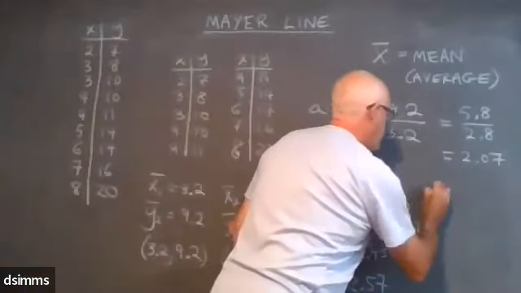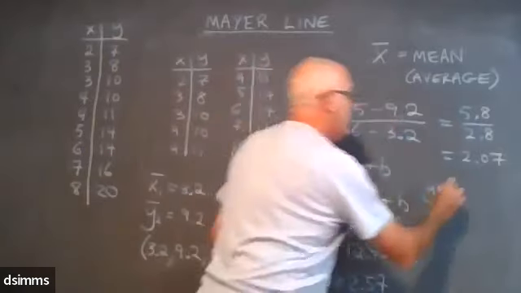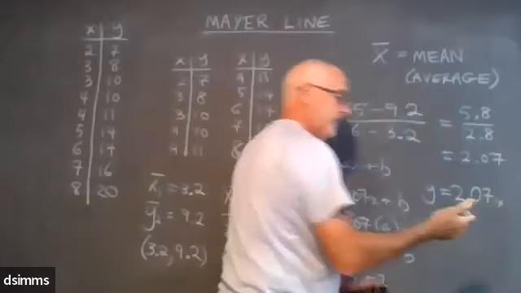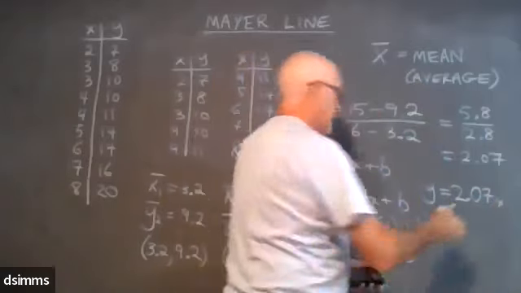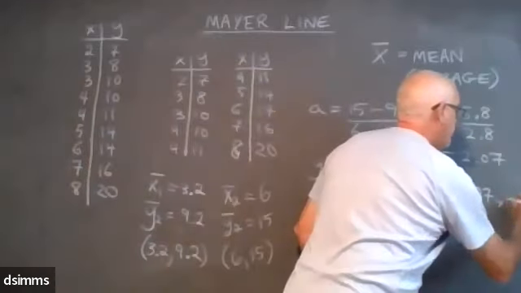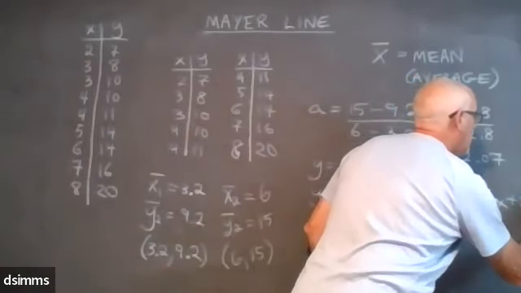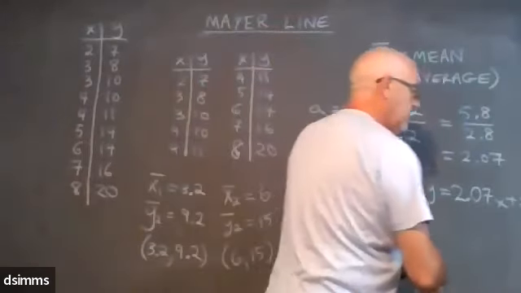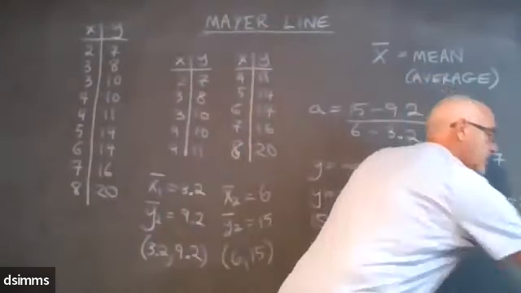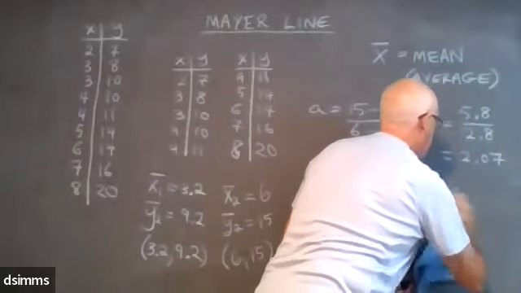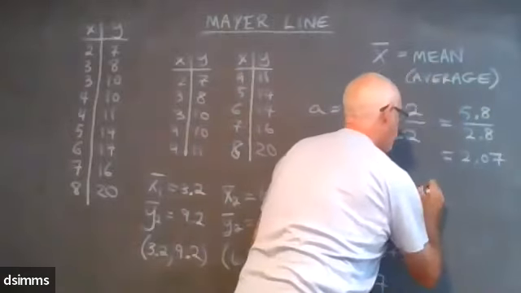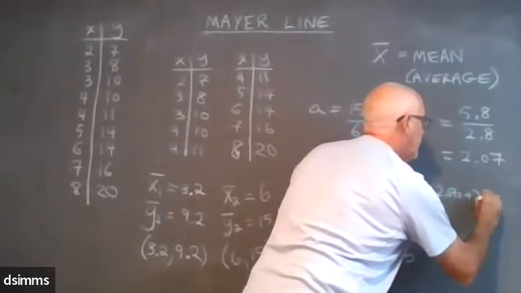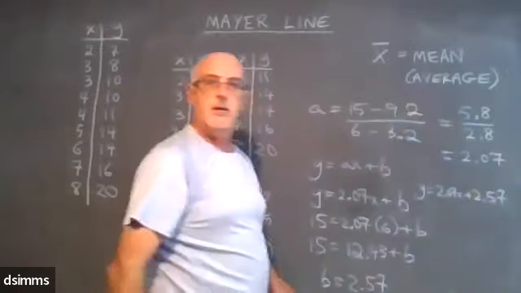Okay, so therefore my equation is y equals 2.07x plus 2.57. Did that fit? No. Okay, I will write it again, and I'll just write it a little bit smaller. Y equals 2.07x plus 2.57. How's that? Yeah, that fit.